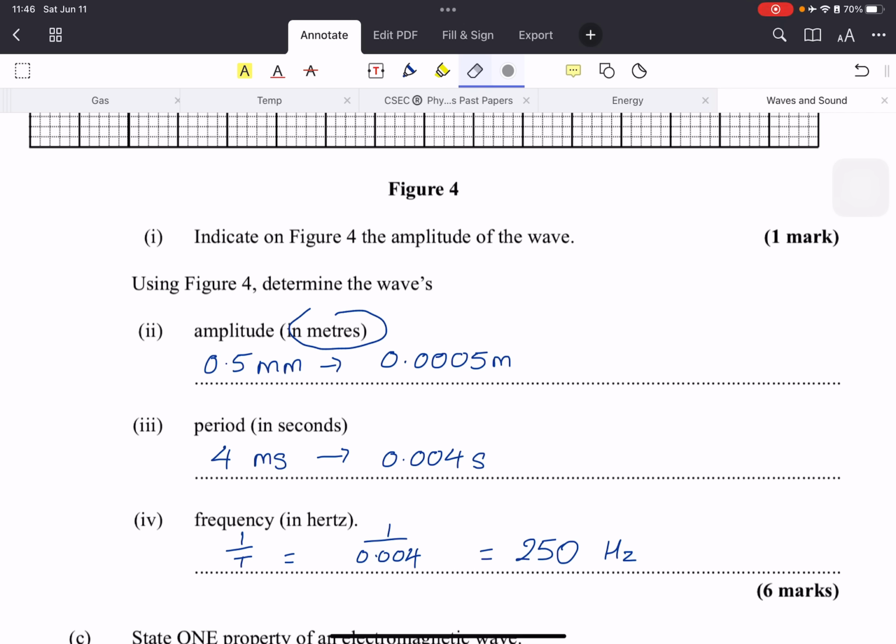And frequency, this is the second thing you need to know. Frequency is essentially 1 over the period, right? So if the period was 0.004, your frequency is 1 over 0.004, and you'll get 250 hertz.